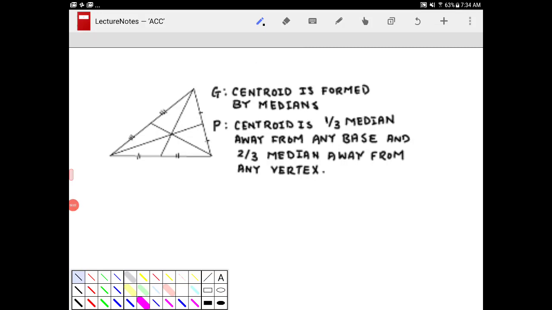Hi students, in this video I will go through the derivation of why or how the centroid is one-third away from any given base, or one-third of the median away from any given base, and two-thirds away from any given vertex. We've definitely gone through the concepts related to this in class, but we never went through why or how this is actually possible.